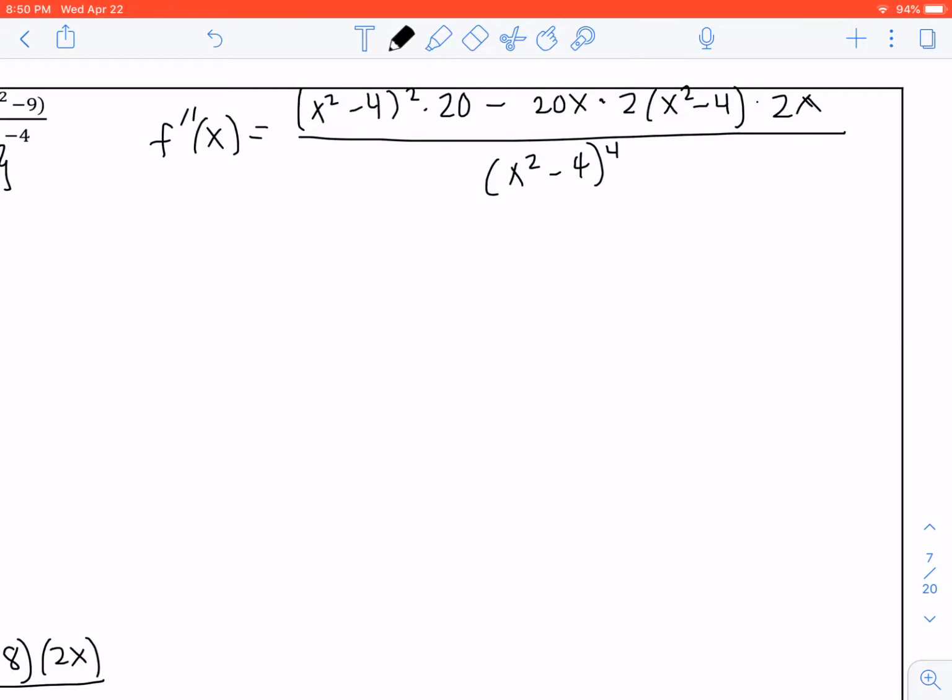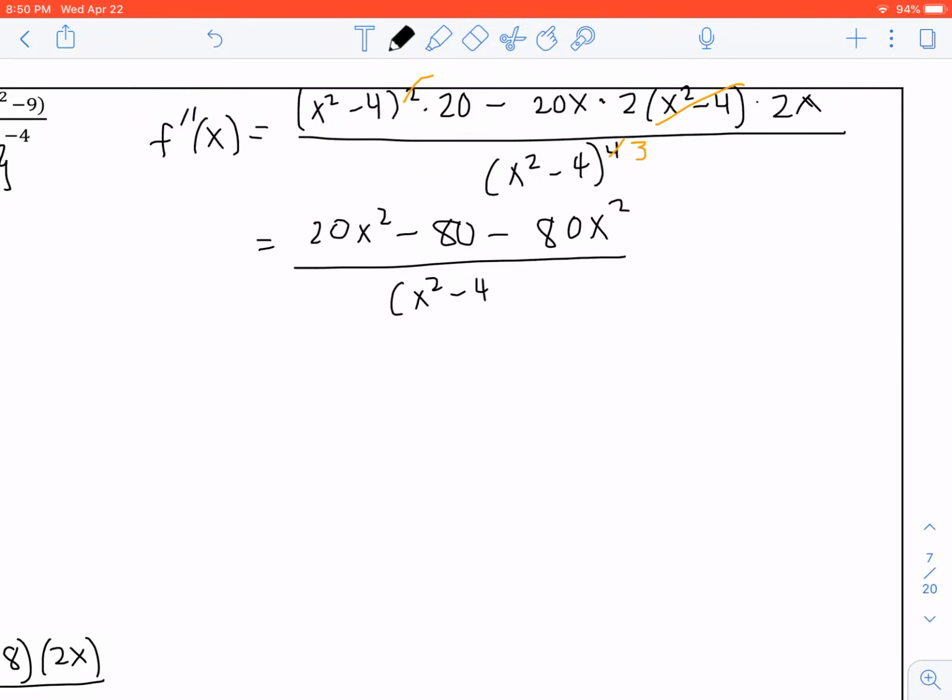And if you notice, we have x squared minus 4 in both my terms in the numerator and in my denominator. So I'm going to go ahead and cancel one of those out. It makes it a little bit easier to deal with. And then from here, I'm going to just go ahead and simplify this. So we have 20x squared minus 80. And then minus, and we have 20x times 2 times 2x, which is going to be 80x squared, all over x squared minus 4 raised to the third power.